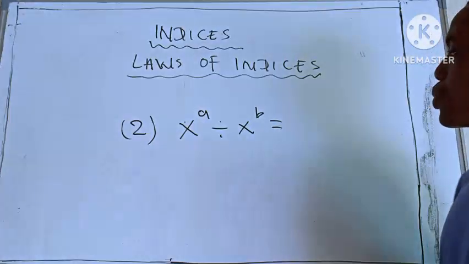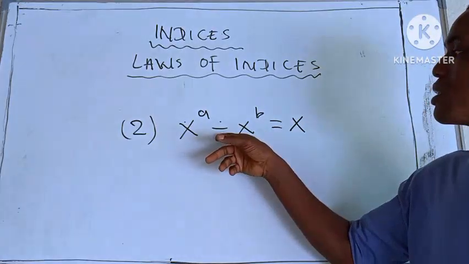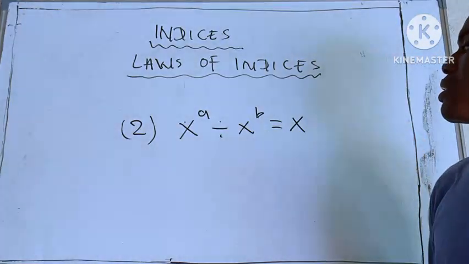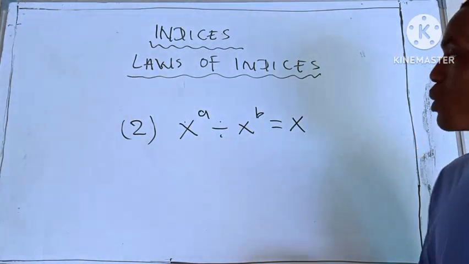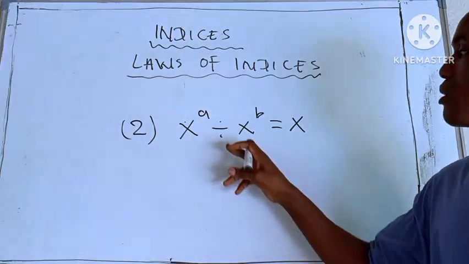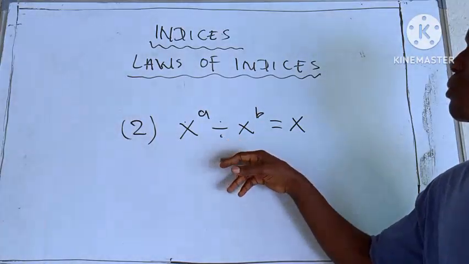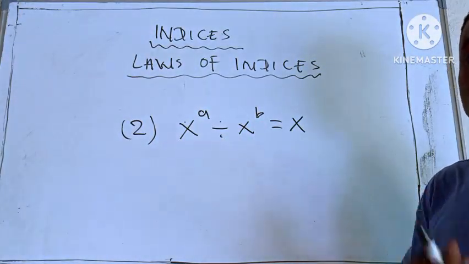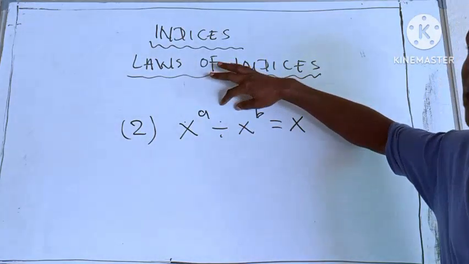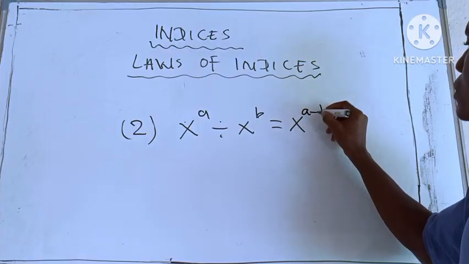X and x, so you will take one of the x. Since the middle is a division sign, what you need to do is minus the up numbers, or the index numbers. If the middle is multiplication, you add the up numbers, but this particular one, the middle is division. So you minus the up numbers. It will now be a minus b.